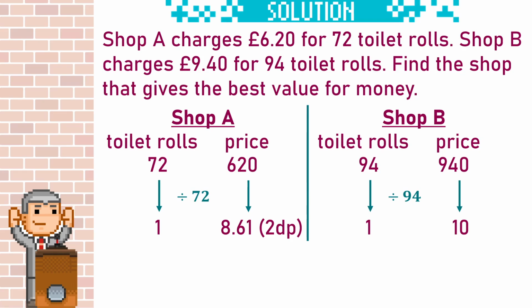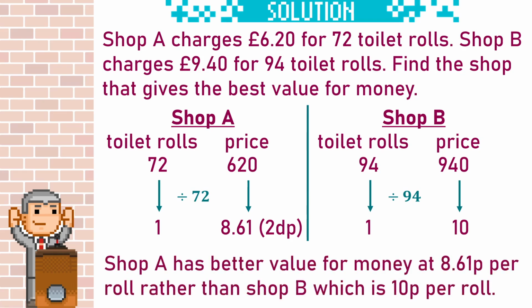We always need to write a conclusion, so make sure it answers the question as well. Shop A has better value for money at 8.61 pence per roll rather than shop B, which is 10 pence per roll.